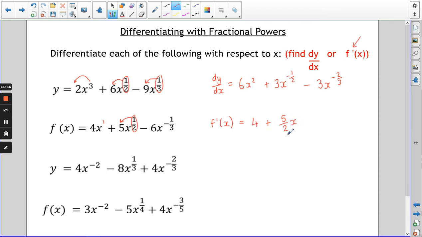And then if we were on a half and we took away 1, we would be on minus a half for our power. And for this one then, there's a lot going on here.